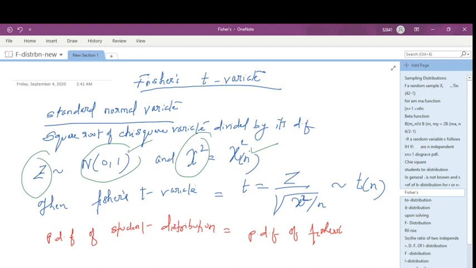Now Fisher's t variate can be represented as t is equal to the standard normal variate divided by the square root of the chi-square variate divided by its degree of freedom, so z divided by square root of chi-square by n. This can be represented as a Fisher distribution with n degrees of freedom. So this is another way of representing the t distribution.